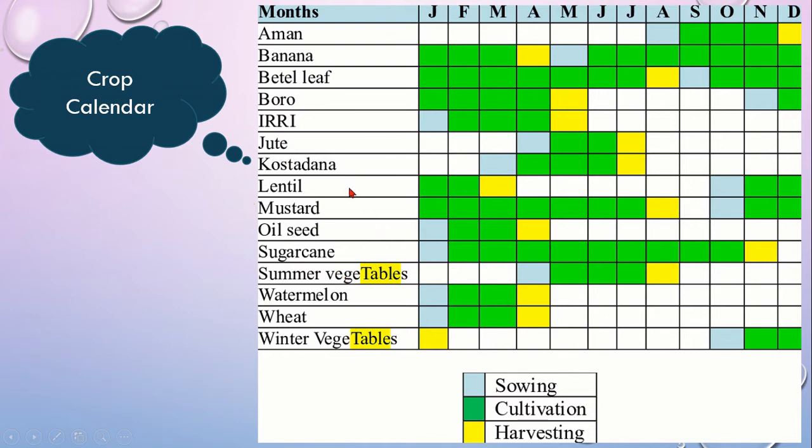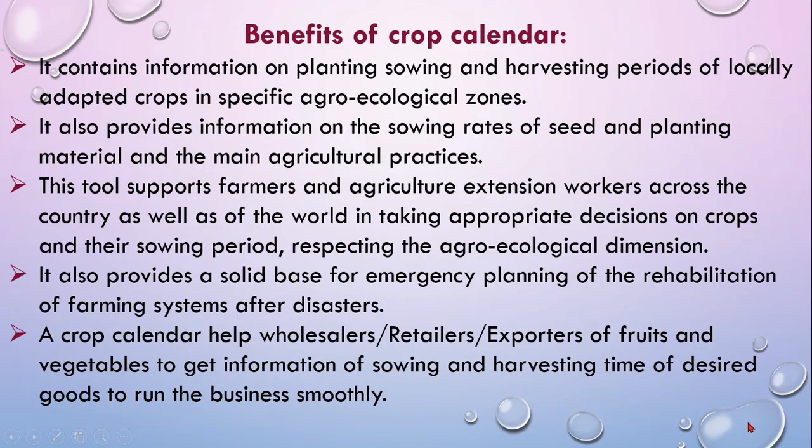Like if you have a look at the jute, the time of sowing is April. Then May and June is the time of cultivation, like irrigation practices, other practices, pesticide, everything. And July is the time of getting the harvest of jute. So easily you can understand when you can get the jute in the market. So this is all about the crop calendar.